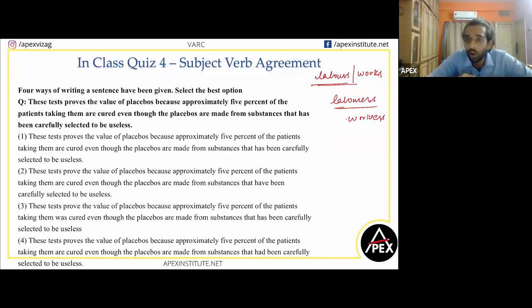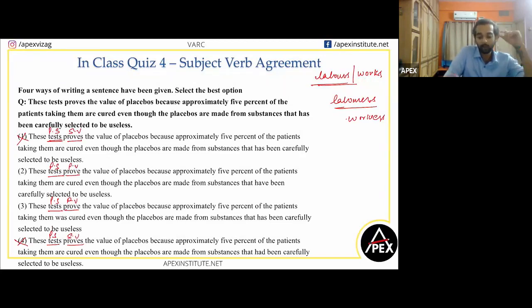So a lot of you are confused between 2 and 3, is what I can understand from your answers. So let's look at the four options and see how they go. These tests prove. First, obviously we have tests, correct? So can I say that this is a plural subject? So obviously I'll need a plural verb. Definitely 4 and 1 are not plural verbs. This is a singular verb and this is also a singular verb. This is a plural verb. This is a plural verb.